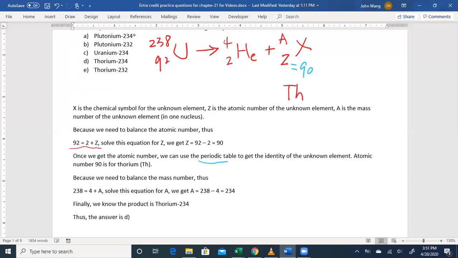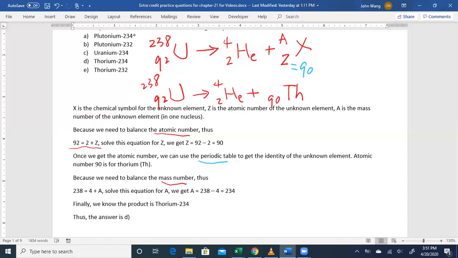So therefore, we find the unknown element is thorium, and we can rewrite thorium as Th here, with 90 the atomic number, and we still have our first product, helium or alpha particle, which has atomic number 2, mass number 4. We still have our reactant, uranium-238, and 92 is the atomic number. So next, we want to find the mass number for this thorium. You need to use the idea of balancing the mass number and balancing the atomic number. So now we want to balance the mass number.